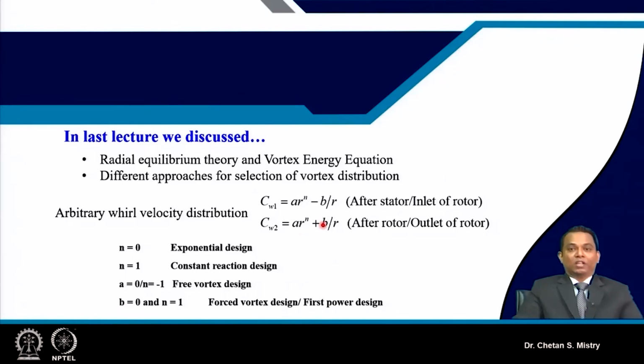Based on that, we started discussing what will be the change in our design when we consider different exponents, that is, different values of n. For this arbitrarily considered vortex formula, if we consider n equal to 0, that is what we discussed as an exponential design. For that exponential design we came to some conclusions on how my degree of reaction varies and how my axial velocity changes when I consider n equal to 0.